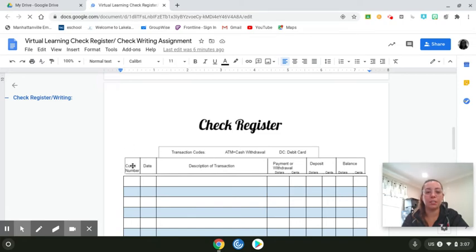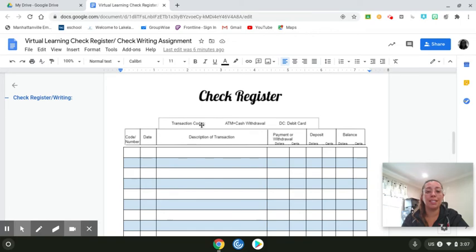So the first thing we want to recognize is this column that says code/number. For this column, we would either write our transaction code, which there's ATM for a cash withdrawal and DC for debit card, or if it's a number, we would be writing the check number that we would be writing out. If we are receiving money, we don't need to put anything in that box. The next column is the date. So whenever the transaction took place, that is what will go there.